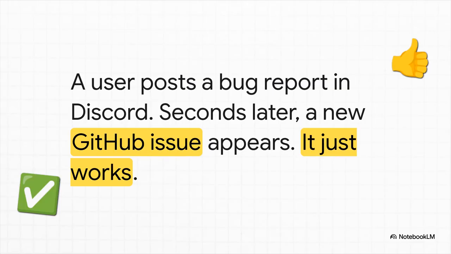And here it is. The proof is in the pudding. A user posts, "login button's broken," into the Discord channel, and then, just seconds later, pop, a brand new GitHub issue appears with that exact title. The automation is live, it's instant, and yeah, it just works. Nothing's going to fall through the cracks anymore.